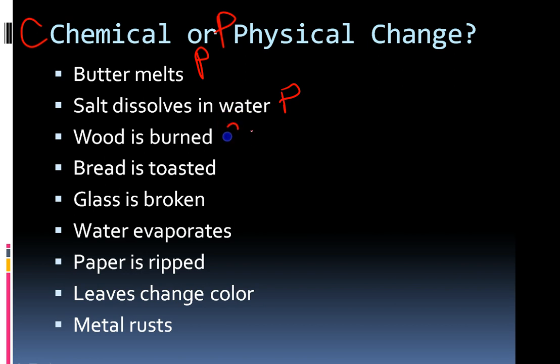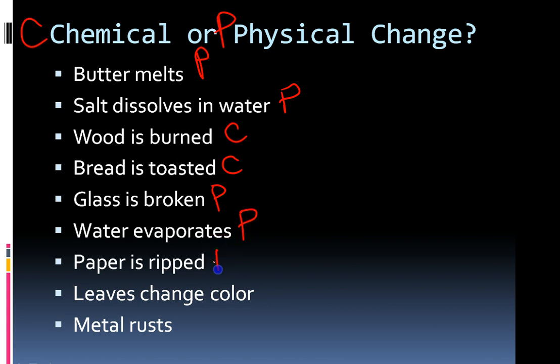Wood burning is a chemical change. I cannot unburn wood, so definitely chemical, and we kind of went over that last slide. Bread is toasted, again chemical. You cannot untoast bread, and in fact you're burning it a little bit. Breaking glass is physical because it's still glass. We could actually put it together and recycle it if we really wanted to. Water evaporating is again a physical change. We can get that back.